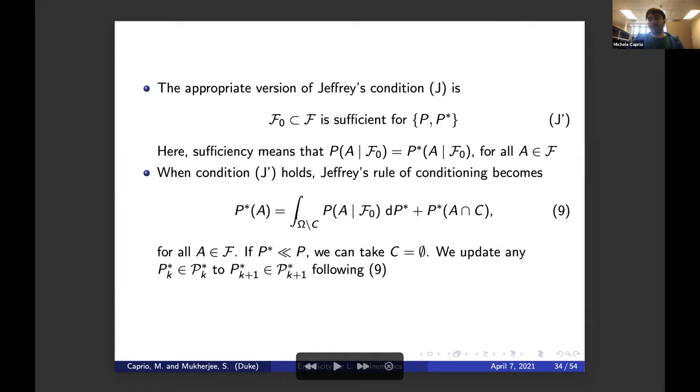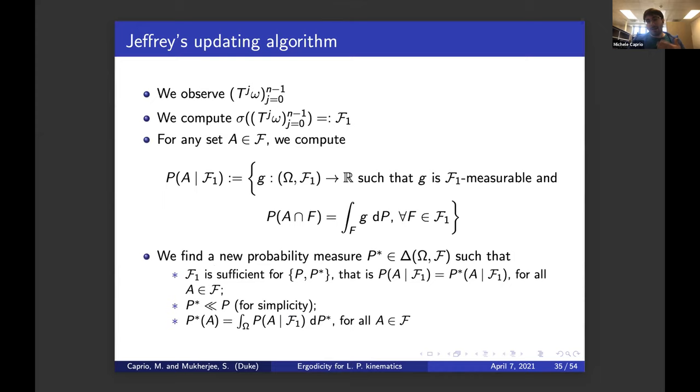What we do is we update every element P star K of the set, the calligraphic P star K, following this equation right here. So again, I misuse the word algorithm here, it is more of a procedure, but still, you will forgive me for that. So we collect our observations in the form of basically images of the operator, orbits of the operator, and we compute the sigma algebra generated by these observations. I couldn't remember the name.